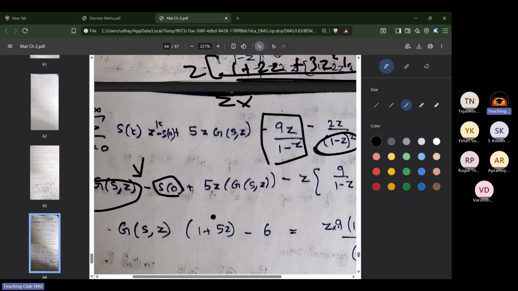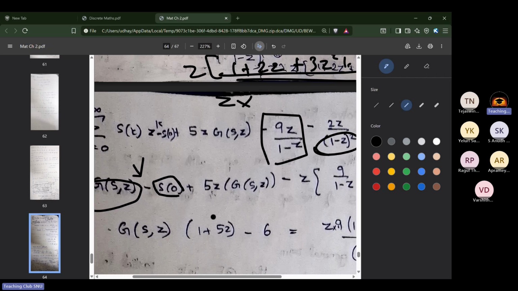But still, this is not in a form that I want it to be. I cannot compare this form with any other general form I know. So what I will do is partial fraction. Partial fraction is my best friend in generating functions, right? So you do partial fraction. How do you do partial fraction? Simple. You should know the general forms and all.